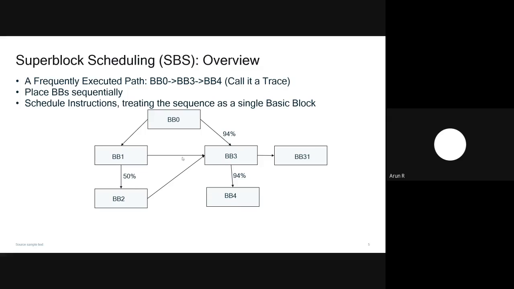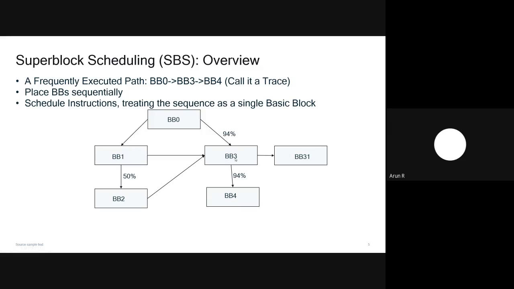Okay, as we can see from this control flow graph, the sequence BB0, BB3, BB4 is executed very frequently, like 94%. So we are more likely to encounter the sequence BB0, BB3, BB4 at runtime. So what the Superblock scheduler does is that it tries to find such a sequence of frequently executed paths. Let's call it a trace. It tries to form traces, and then it places the basic blocks in the traces sequentially. That means that BB3 will be the fall through of BB0, and BB4 will be the fall through of BB3.